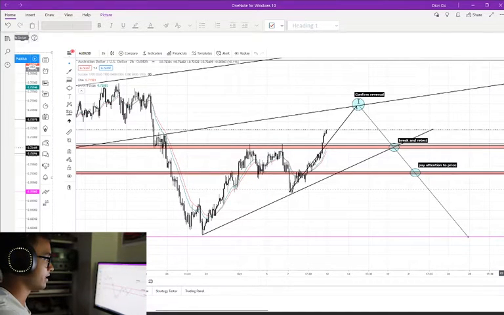What I'm saying is something important is going to happen in these areas, and depending on what price does around here, it's going to dictate what type of trade that I'm going to take. So, since we're talking about bearish, this is what I'd want to see. I want to see lower highs and lower lows being created.